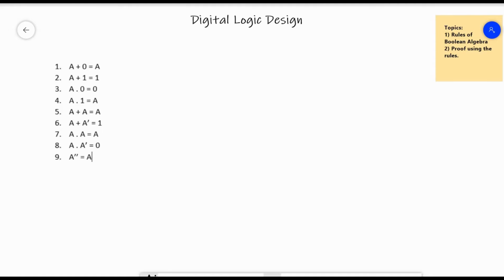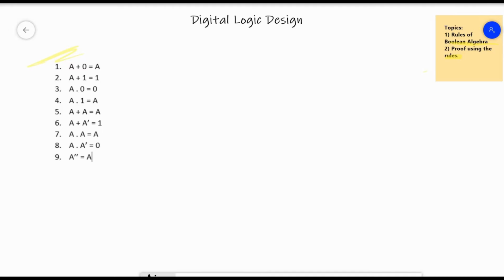In today's video, we are going to understand some of the rules of Boolean algebra, mostly all of them, and we are going to do some proofs with the help of these rules. So basically, these rules or equations help us to simplify any Boolean equation. Whenever we are given a very large Boolean equation consisting of a large number of variables, we can easily solve them with the help of these rules.